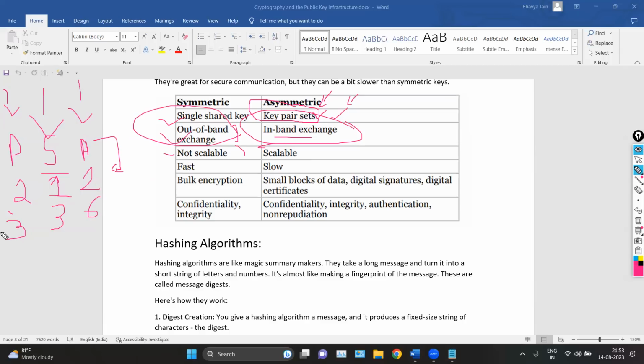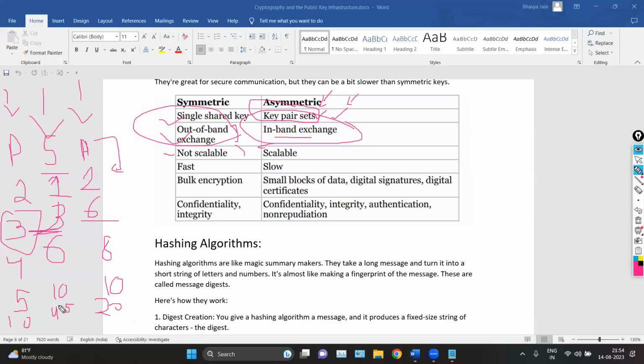Then you have 3 participants. For that you need 3 keys for symmetric, and 6 keys for asymmetric. If the number of participants is 4, you need 6 keys for symmetric and 8 keys for asymmetric. Let's say you have 5 participants, so you need 10 symmetric keys and 10 asymmetric keys. For 10 participants, you need 45 symmetric keys and 20 keys for asymmetric encryption.